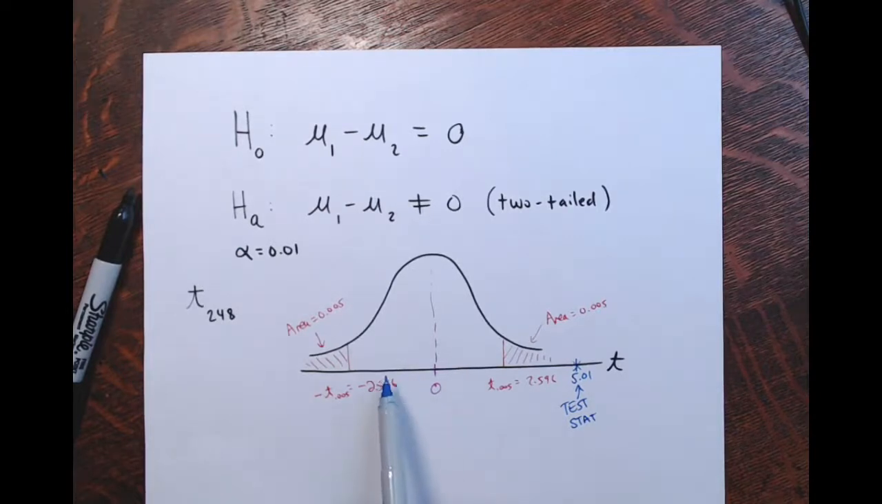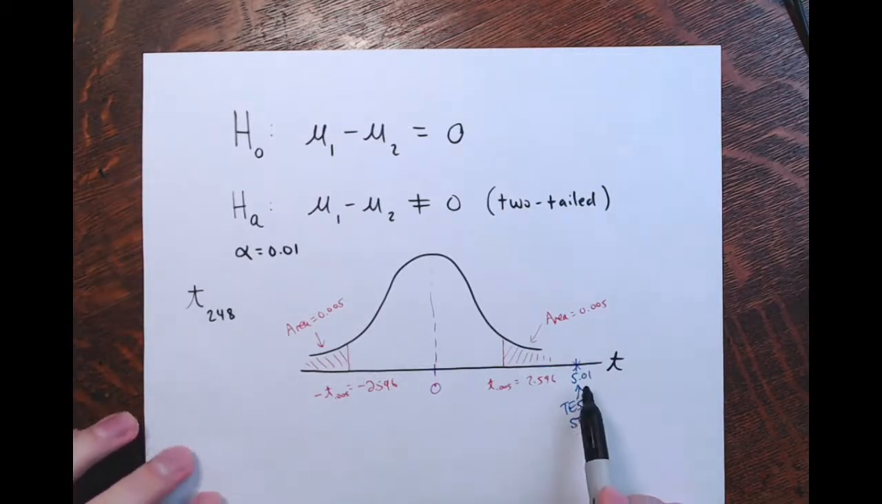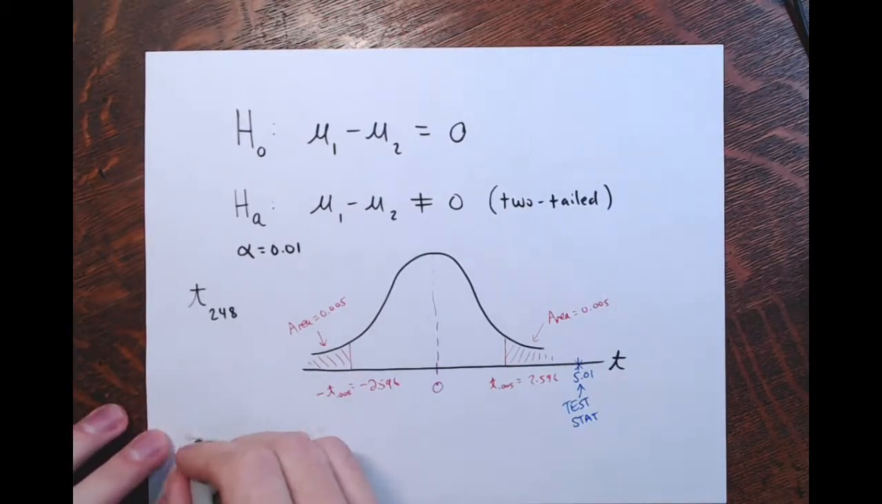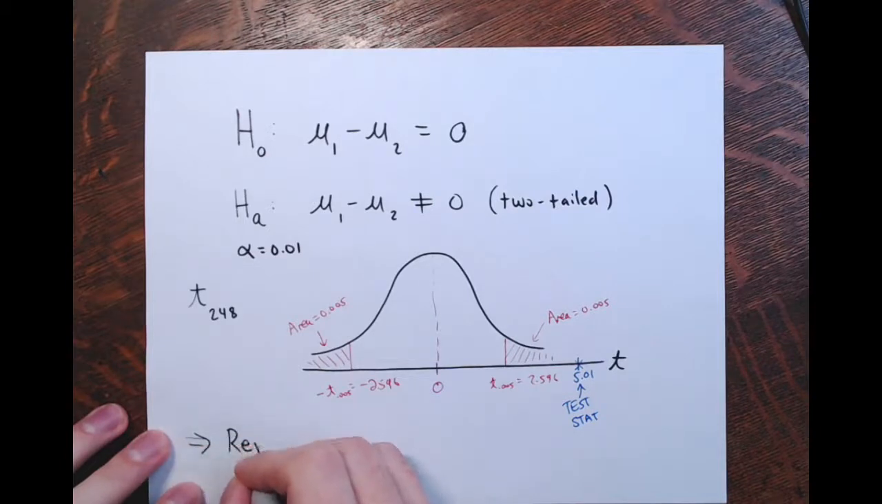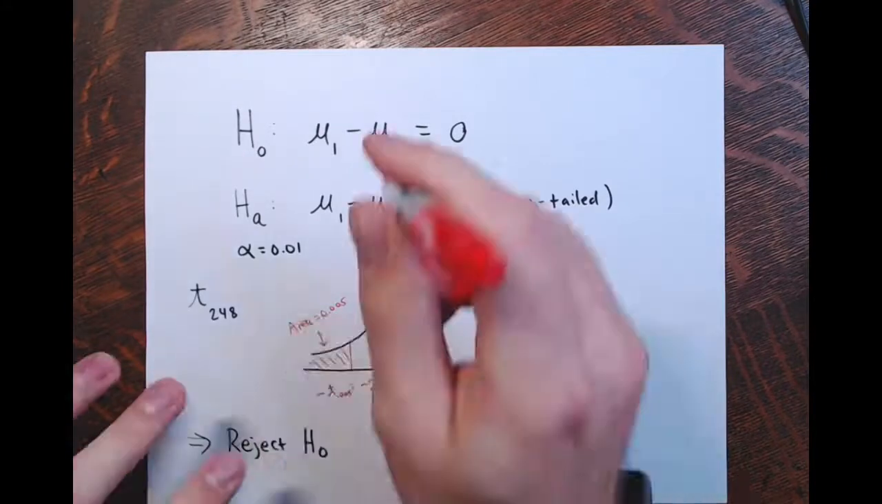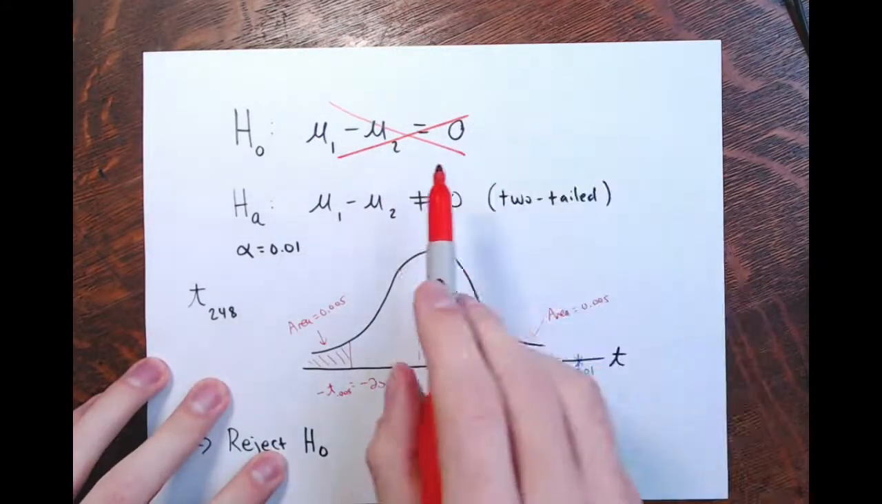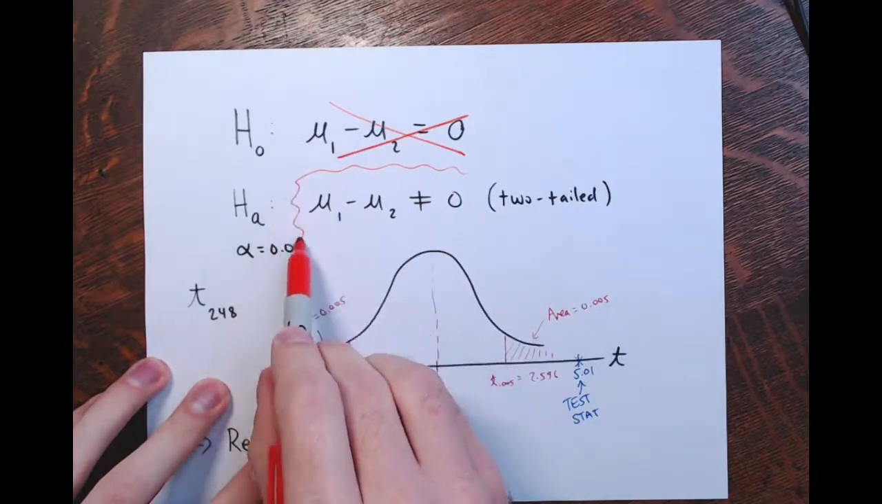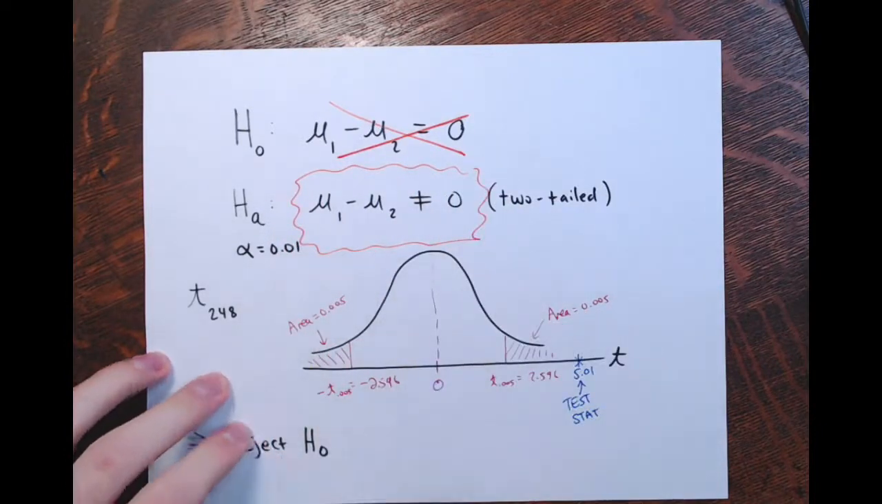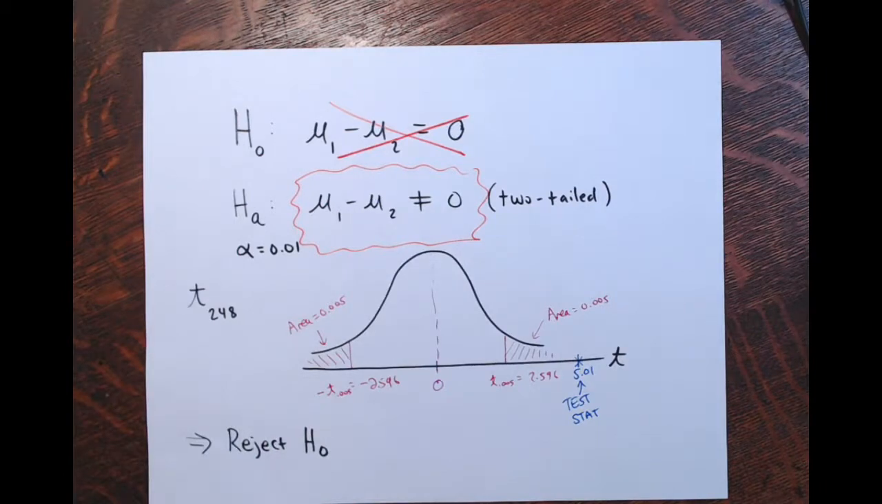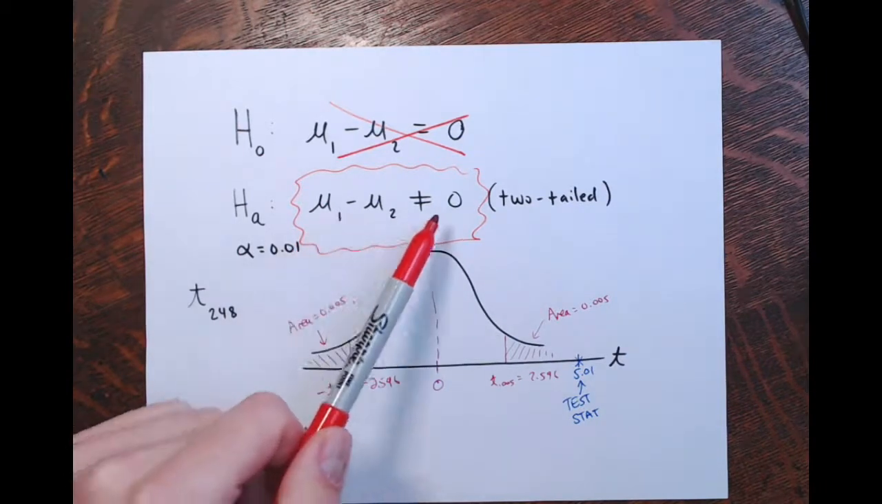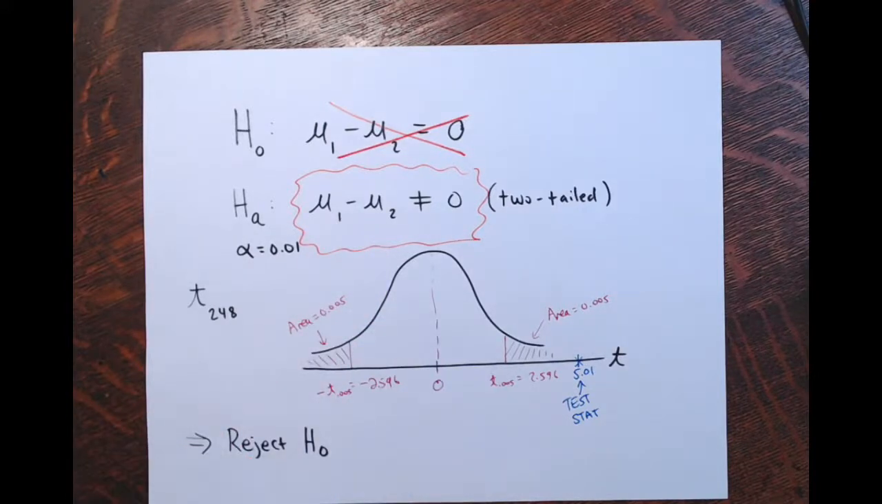If it ended up being between negative 2.596 and positive 2.596, then we wouldn't be in a rejection region and would not reject the null. But here the test statistic is clearly in one of these rejection regions, right? So we are going to be rejecting the null hypothesis. And so I'll put a big X through it. Meaning, if we're rejecting the null hypothesis, that means we're leaning toward the other one. We're going to be accepting the alternative hypothesis. And this is a statement that the two mean values are not the same.